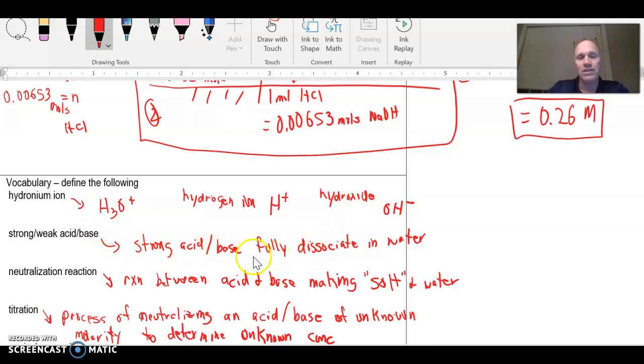All right, a strong acid or base is an acid or a base that fully dissociates in water. All right, weak acids are going to be acids that only partially dissociate in water. So for example, if you had 100 strong acid molecules and you put them into water, you would generate 100 H3O+. If you had a weak acid and you put 100 of those molecules into water, you would only generate a few H3O+, because not all of it breaks apart and reacts with water to make the H3O+.